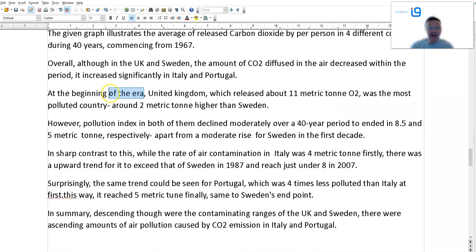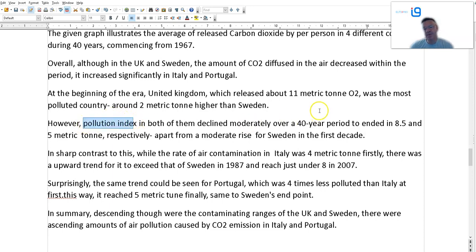Beginning of the era. It's not an era, it's a period. The United Kingdom. Don't forget, if it's something like the United States, the United Kingdom, the Islamic Republic of Iran, it needs a definite article, all right? Was the most polluted countries. CO2 is not necessary. Carbon dioxide is a major part of the atmosphere. Is it pollution? It doesn't actually say that. It just says how much CO2 you emit.